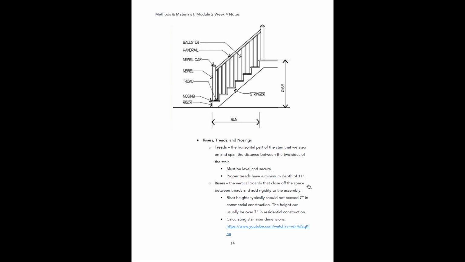Risers, those are the vertical boards that close off the space between the treads, and they add rigidity to the assembly. So the risers are all these vertical lines you're seeing right here. Boom, boom, boom. Those are all risers. And riser heights typically should not exceed 7 inches in commercial construction, but the height can usually be over 7 inches in residential construction.